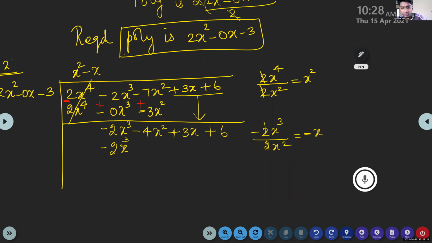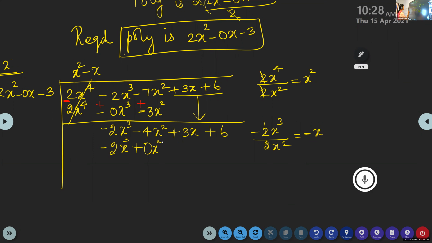x cube times x cube. 3x, plus positive into negative, you can write for 0. It is 0, isn't it? When you multiply a number by 0, it will be 0. We can write this as plus 0, or if you write minus 0 also, no problem.